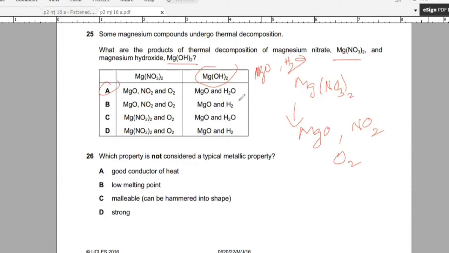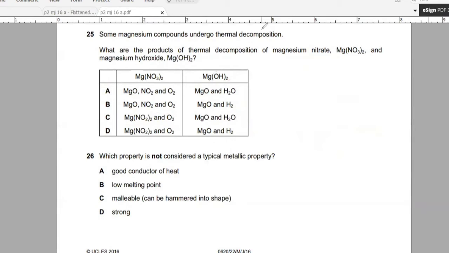So why not option B? Why is it wrong? Because when you decompose magnesium hydroxide, you will not get hydrogen. That is why it is not the right answer. And moreover, if you decompose this compound, you will not get magnesium nitrate and oxygen. So that is why this is wrong. If you decompose this metal compound, you will not get this either. So that is why option A is the right choice. Clear?